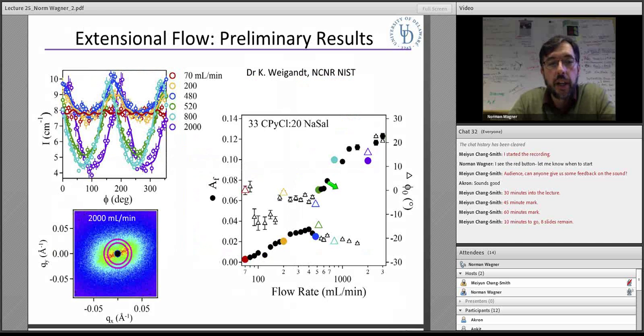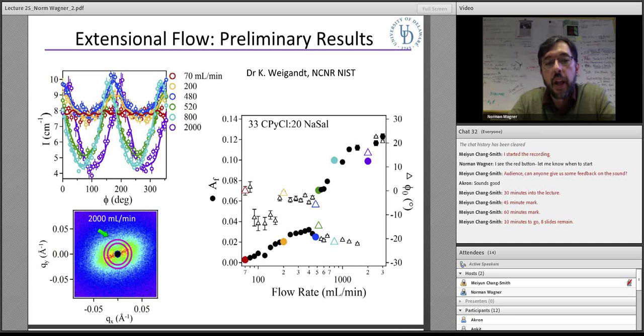You could calculate alignment factors, and that's shown here as a function of flow rate, looking at the center of the flow cell, and you can see the degree of alignment and the orientation angle relative to the flow that you can get. And again, if you're particularly interested in doing this experiment, I would point you towards Katie Weigandt, who's a staff scientist, beamline scientist working at the NCNR at NIST, and they have these flow geometries there.